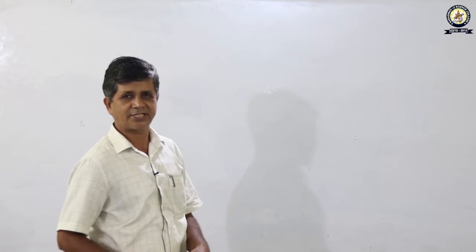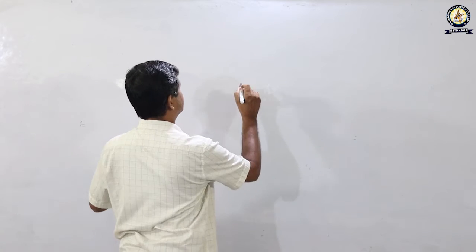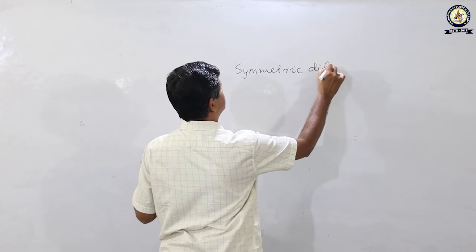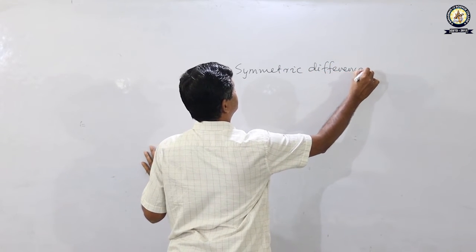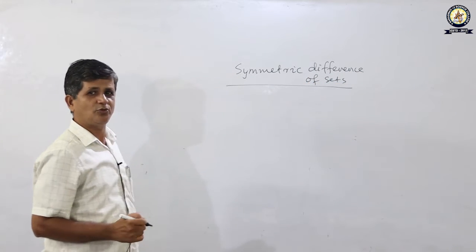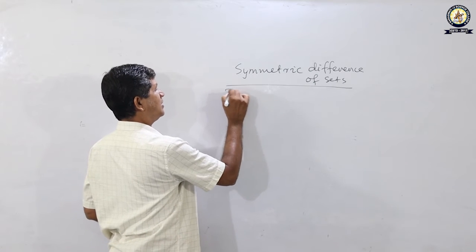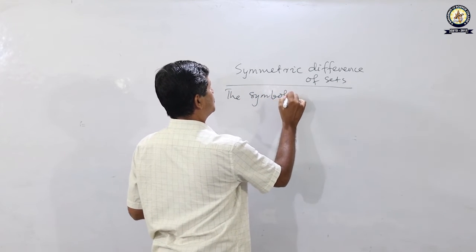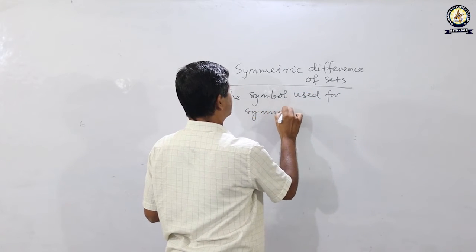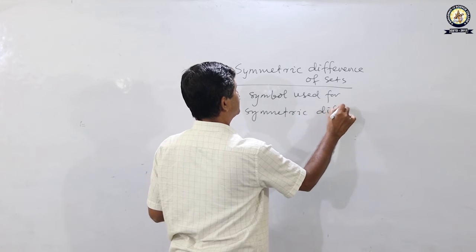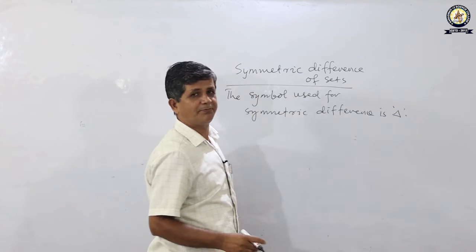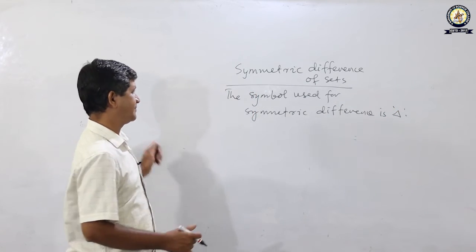Symmetric difference of sets. Look at the symbol used for symmetric difference. The symbol used for symmetric difference is del.